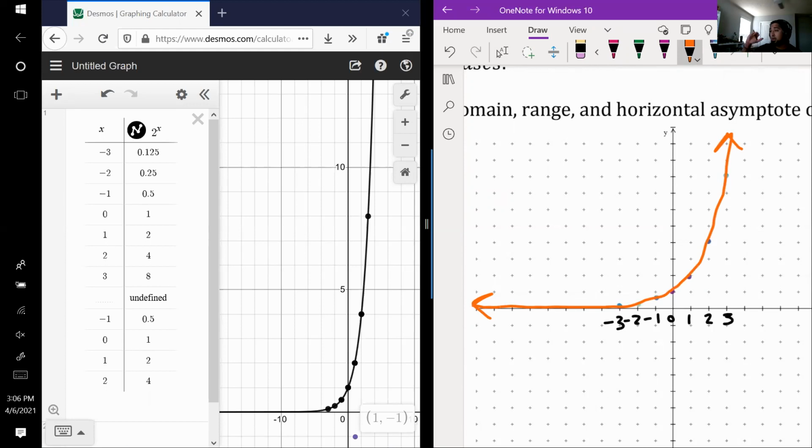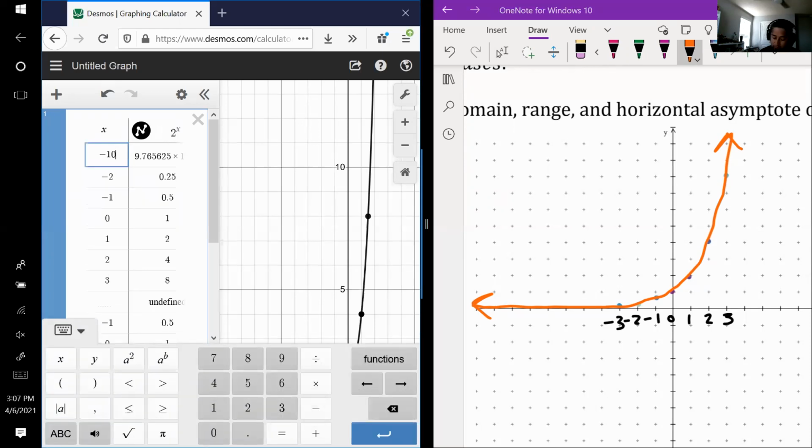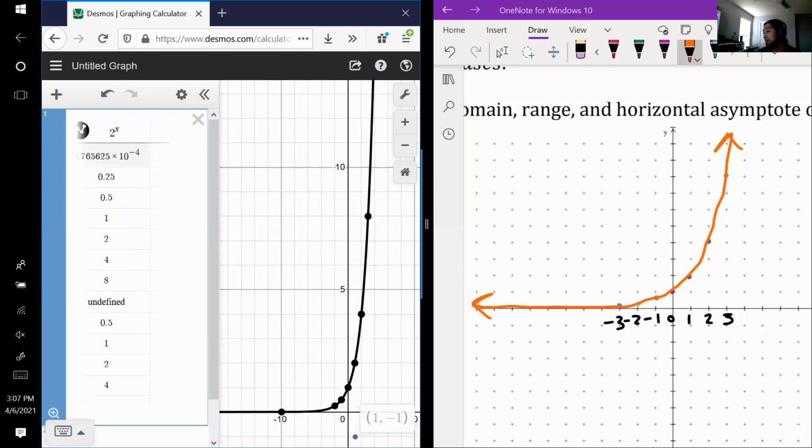Okay, and no matter how small the x values get, you will never, ever touch the x-axis. You'll just get really, really close to 0, but you will never touch. And you can show that by the XY chart. Let's say if I chose -10, I get 9.76 times 10 to the -4. So that is a really small number.